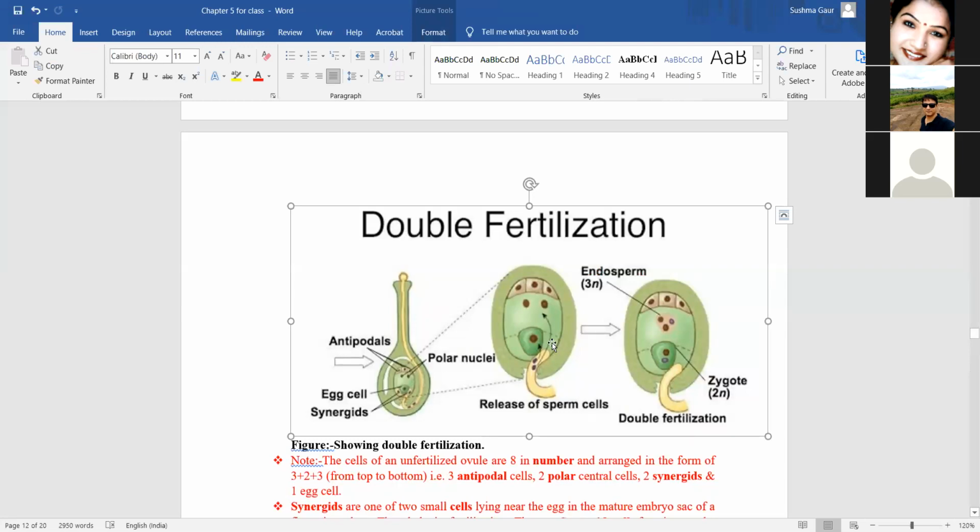So what will happen during the fertilization process? ये आपका एक egg cell है, एक polar nuclei के साथ जाके triploid endosperm बना लेगा.